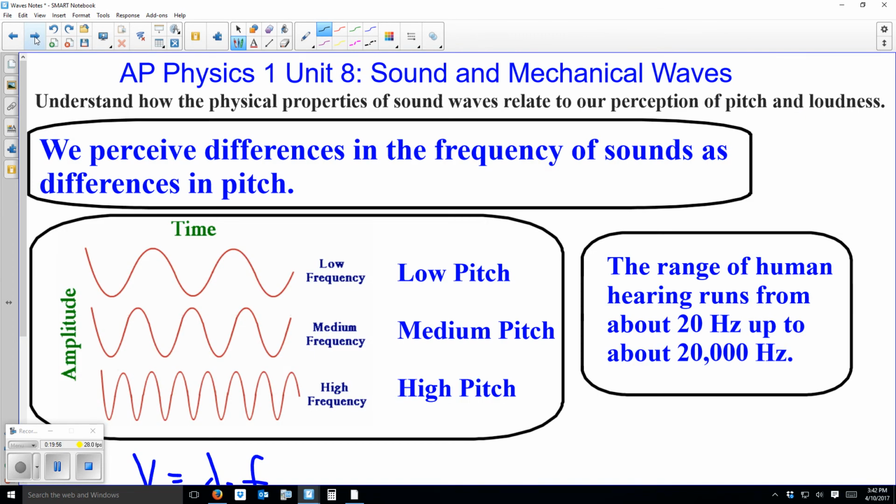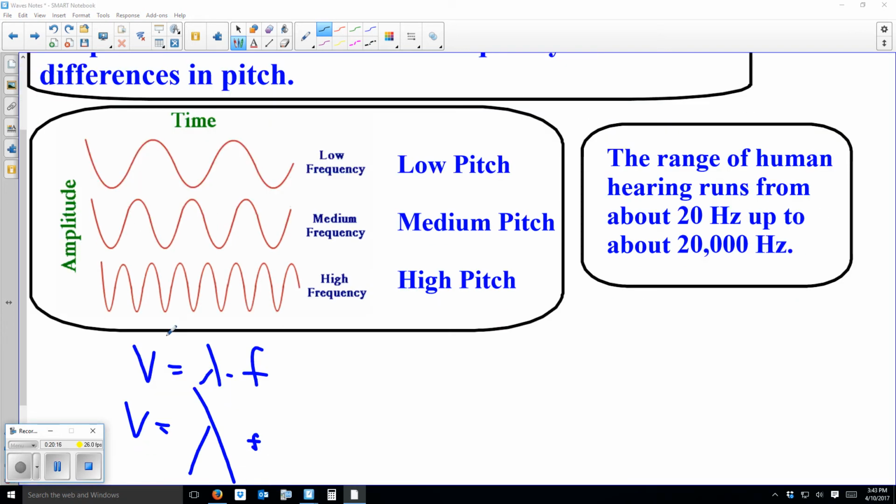Differences in frequency for sound. We just sort of split the rest of the unit into sound versus light, sort of the differences there. Differences in frequency, we perceive as differences in what is known as pitch. So this is the highness or lowness of a sound, if it's high pitched or low pitched. And again, just like we just said, the lower the frequency, the bigger the wavelength. So it might ask which has a lower pitch, but give you wavelengths instead of frequencies. Big wavelength means low frequency.